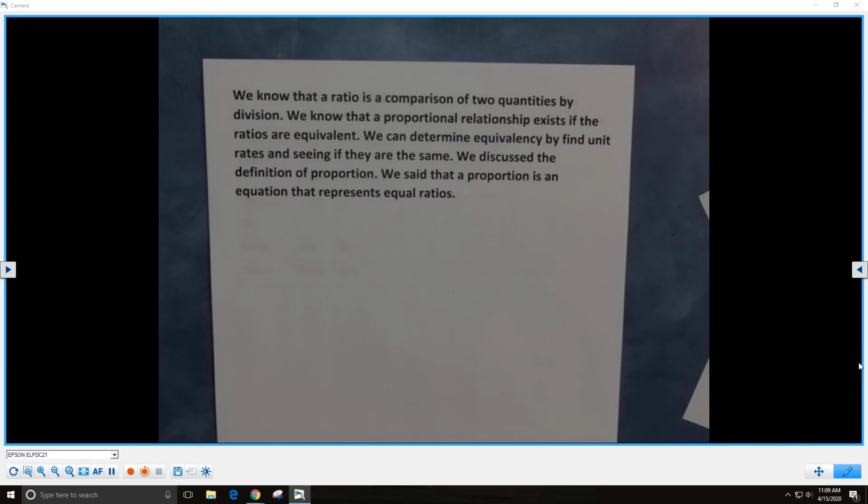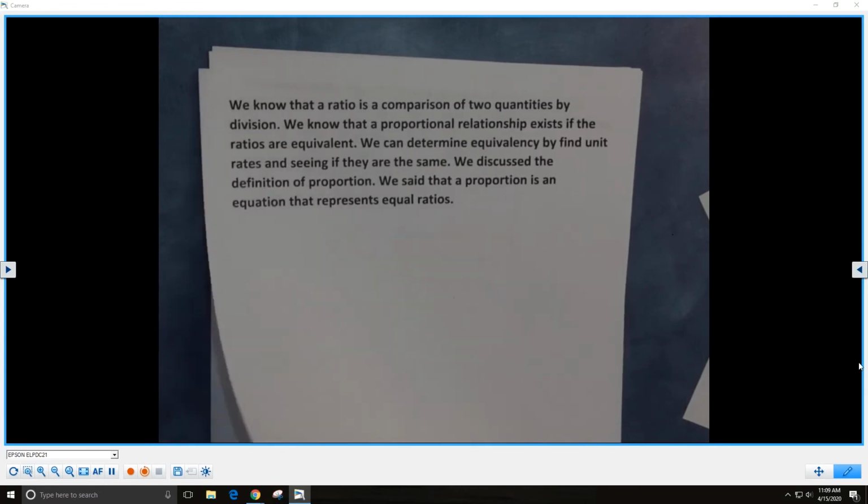We know that a ratio is a comparison of two quantities by division. We know that a proportional relationship exists if the ratios are equivalent. We can determine equivalency by finding unit rates and seeing if they are the same. We discussed the definition of proportion. We said that a proportion is an equation that represents equal ratios. Now let's use what we have learned to practice.